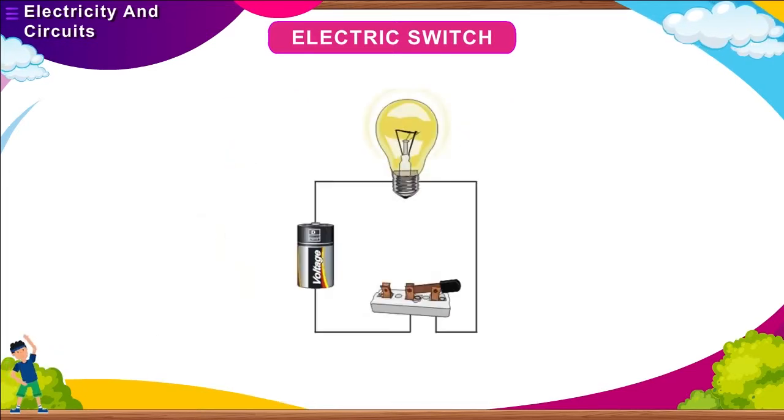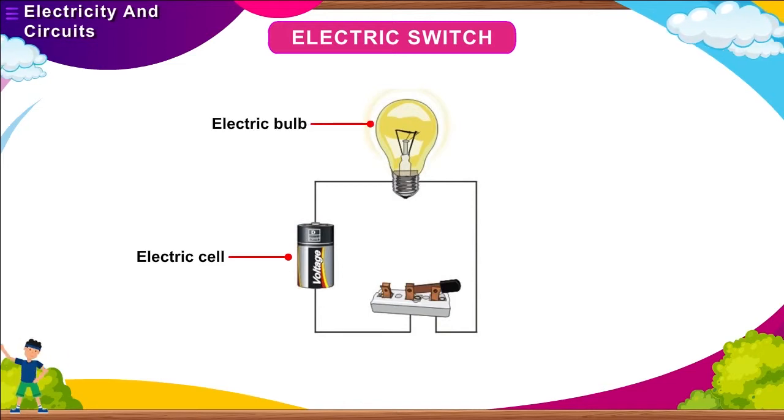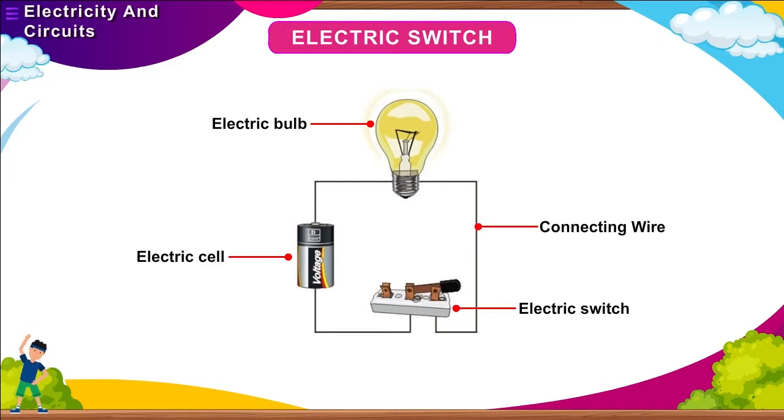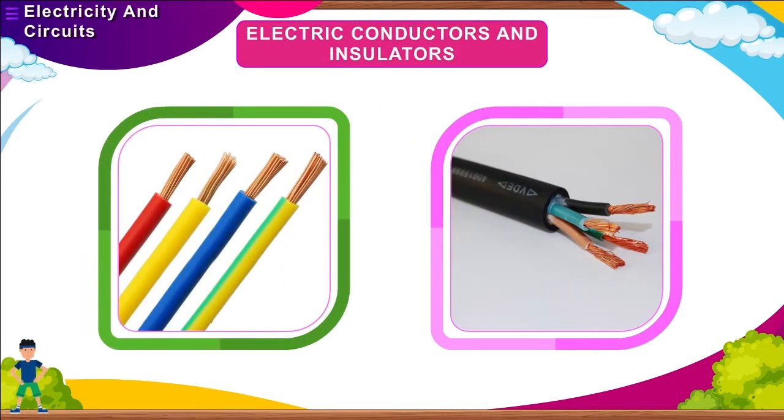A complete electric circuit has these components: an electric cell, which is the source of electricity; an electric device, like an electric bulb; an electric switch, the purpose of which is to start or stop the flow of current; connecting wire, which provides the passage for the flow of electricity; electric conductors and insulators.